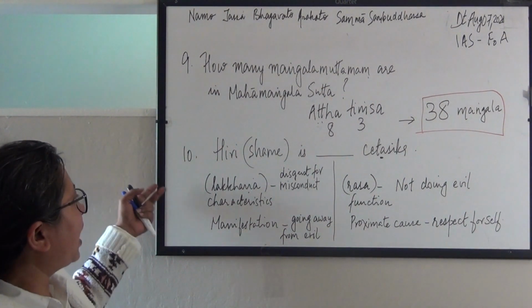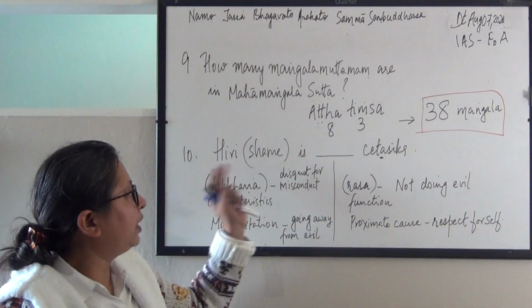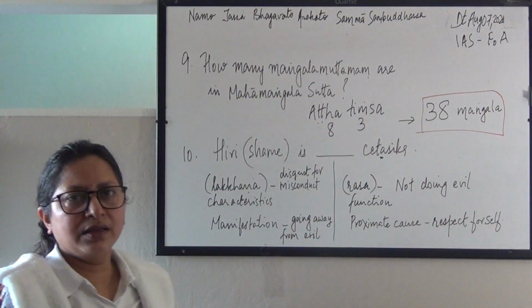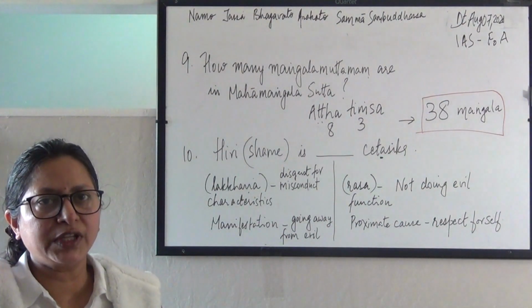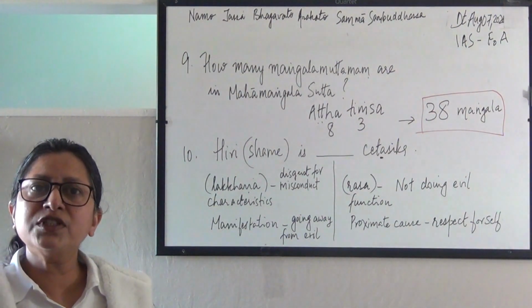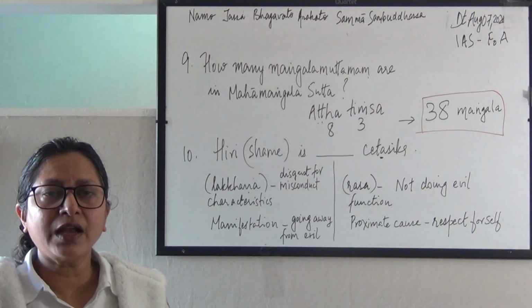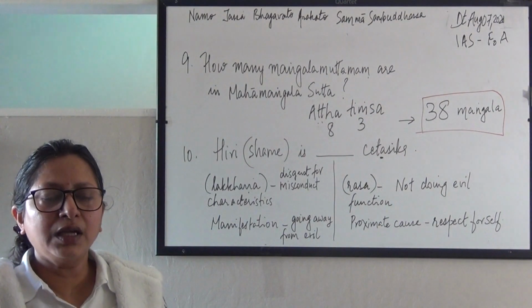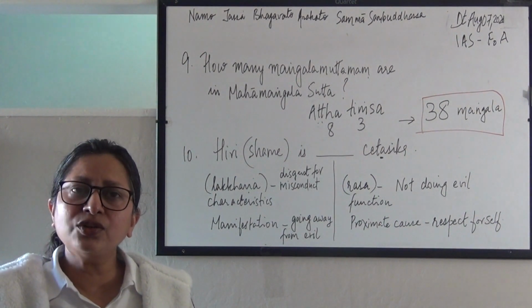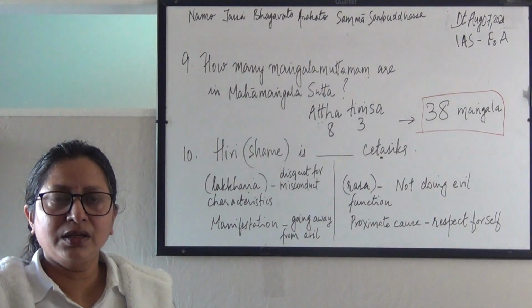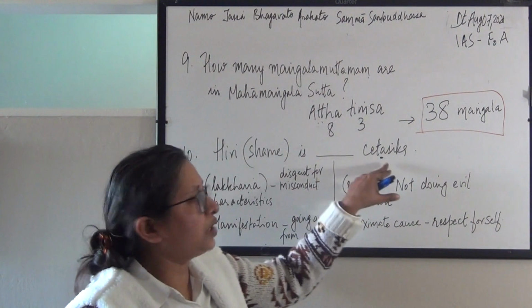Then the next one, the last one, the 10th one, is Hiri, which is also called shame in English, is dash Chetasika. We have seen how many types of Chetasika, how many groups of Chetasika for that matter. The first one is Sabbachitta Sadharan, the second is Pakinnaka, and both of these together form the Anya Samana. The next group is the Akusala Chetasika. Next group is the Sobhana Chetasika. So of the options given to you, Hiri is a Sobhana Chetasika.